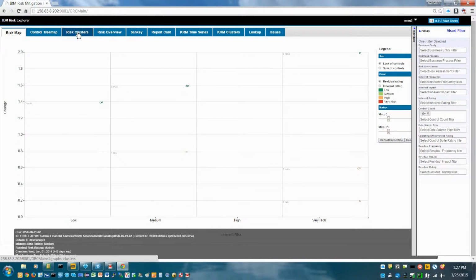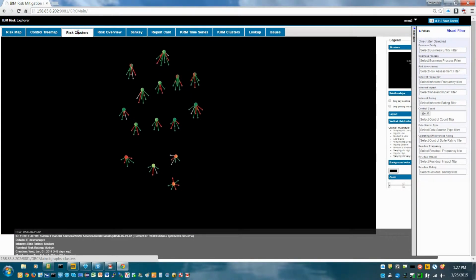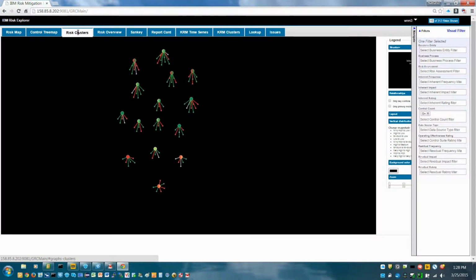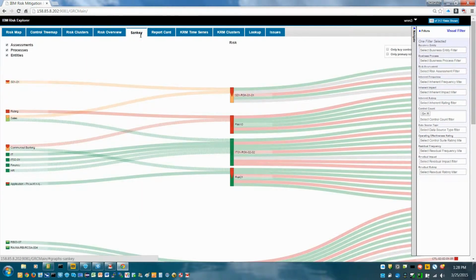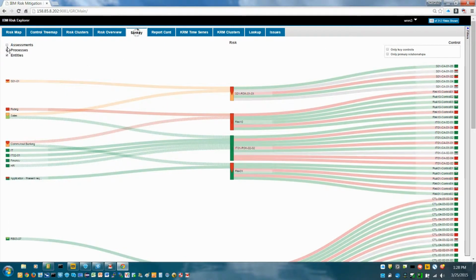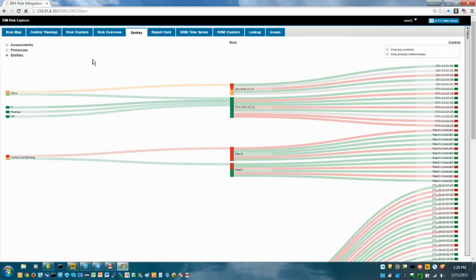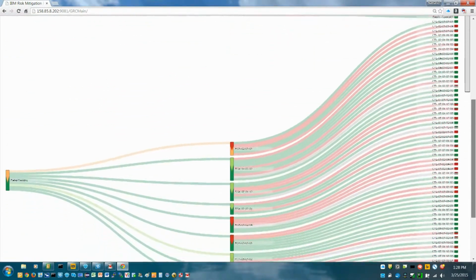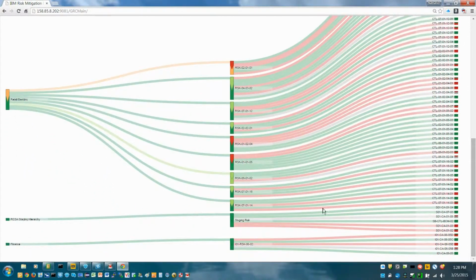Moving back to the risk clusters, we can see these highly controlled risks. It might be interesting to figure out where they are across the different business entities. So we can go back to the Sankey visual analytic that focuses on relationships. Here we'll look only at the business entities, and scrolling down we can see that retail banking seems to have the majority of the risks with these high control counts. So it might be interesting to focus now on retail banking.